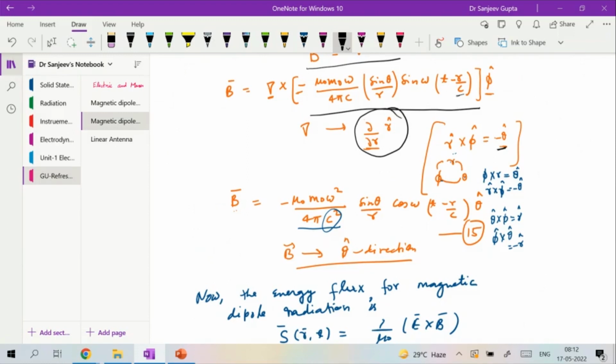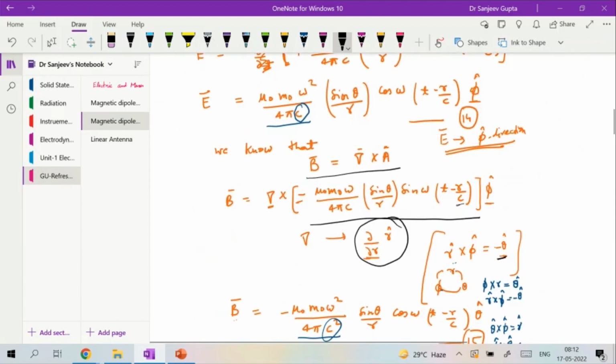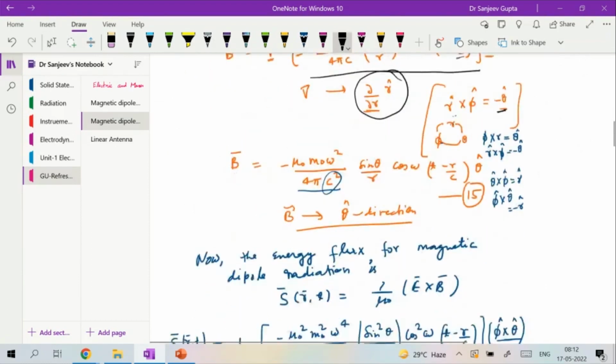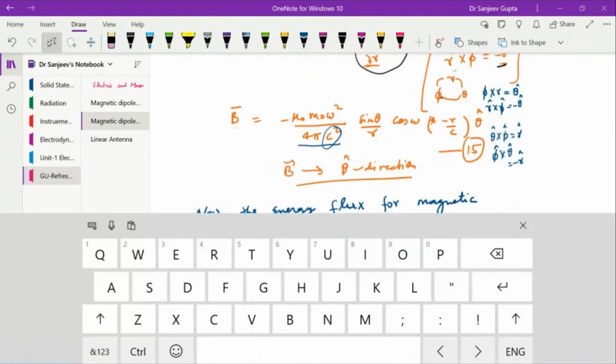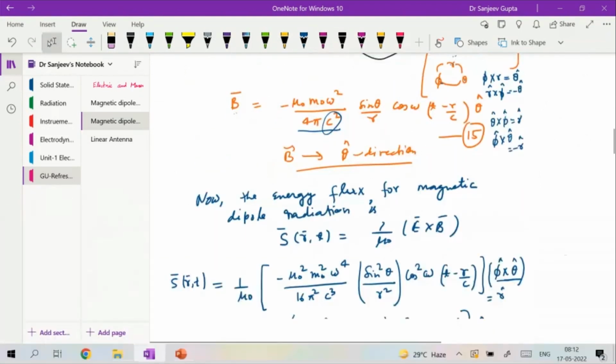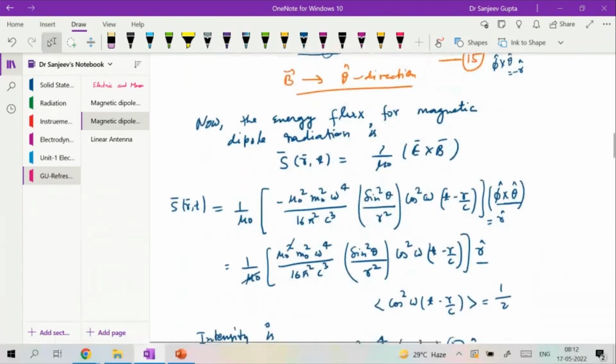So it means the magnetic field is theta dependent, and the electric field is phi dependent. These two things, always remember. Now my problem is a little bit solved. Why? Because I know the electric field and the magnetic field. Now we can take care of lecture one, the method that I said.